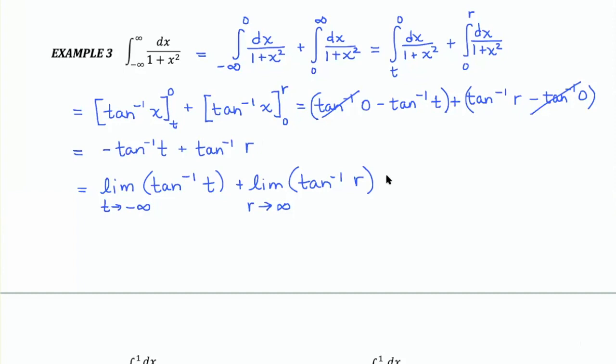So for the first limit, and I did forget to put a negative sign in here, we have negative, and then the inverse tangent of t as t went to negative infinity was negative pi over 2. And then we are adding to that, as r approached infinity, the inverse tangent went to positive pi over 2. So we really have pi over 2 plus pi over 2, which equals pi. So we would say that this integral converges to pi.